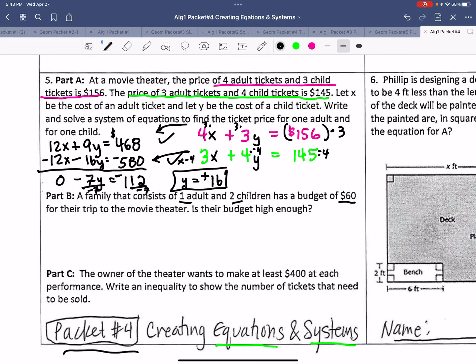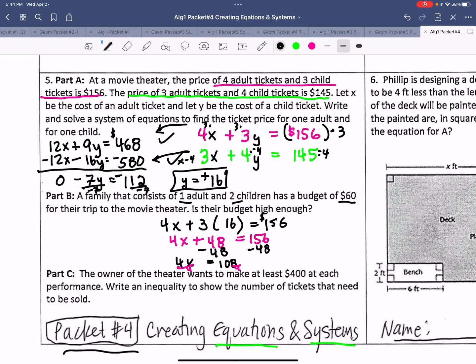Okay, so y is 16, and we need to solve for x. So we can pick either of my original equations. So we had 4x plus 3 times y, which we know is 16, is equal to 156. So I just picked the pink equation. And now I can plug this in. So we got 4x plus 48 is 156, right? So minus 48. We get 4x is equal to 108. All right, so now we'll divide by 4 on both sides.